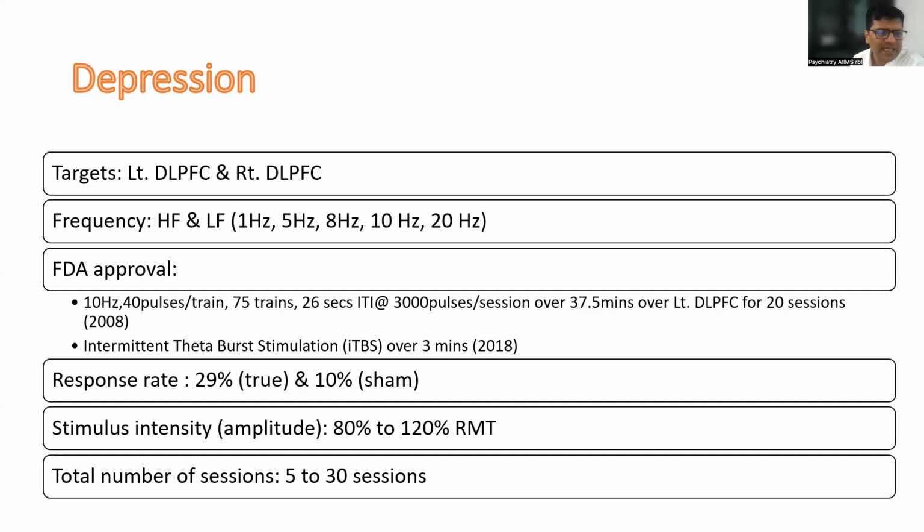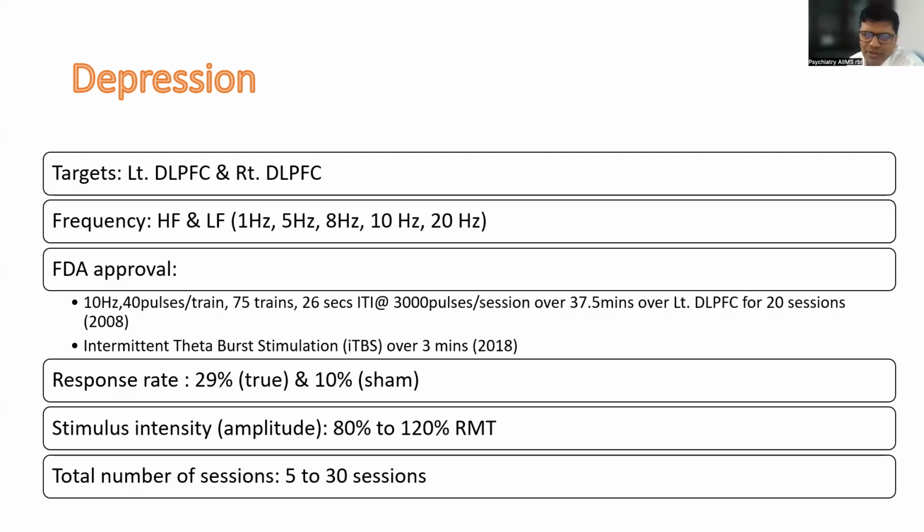Many RCTs have been conducted regarding response rate. They found that with active TMS, the response rate is nearly 3 times higher than sham TMS. Usually people have used a stimulus intensity of 80 to 120% of the resting motor threshold. Particularly if you are delivering low frequency rTMS, then go for a sub-threshold stimulus, maybe 80%, maybe 90% of the resting motor threshold. Suppose you are giving a high frequency, then go for a supra-threshold, that is 110%, 120% of the resting motor threshold.